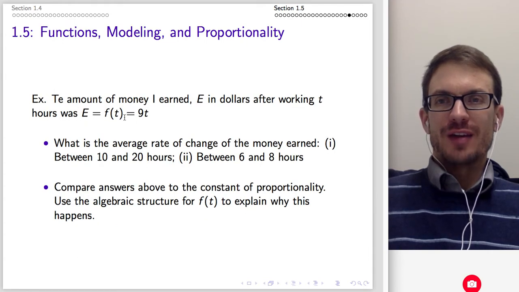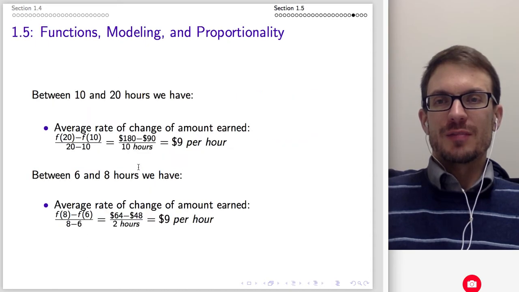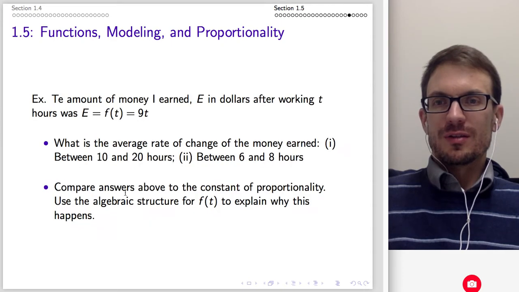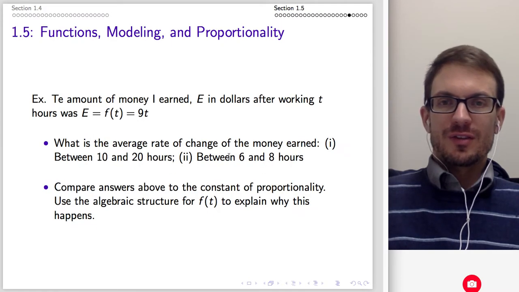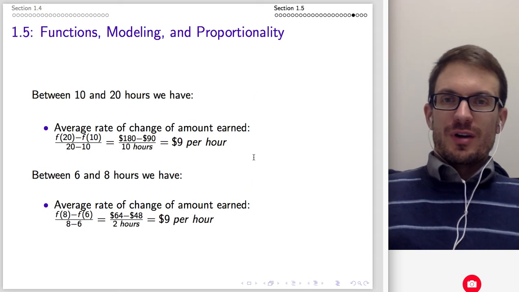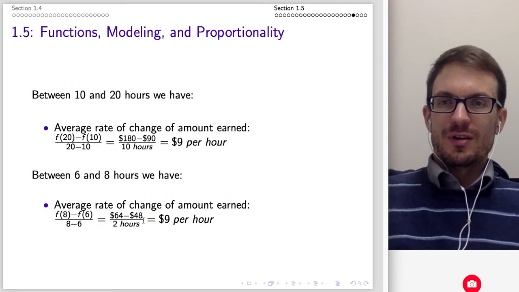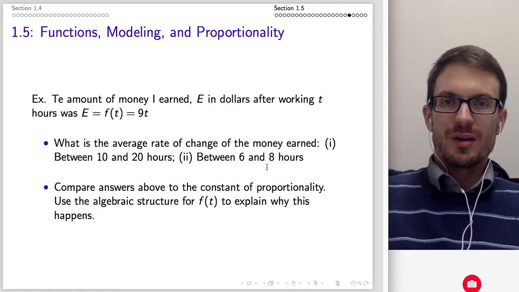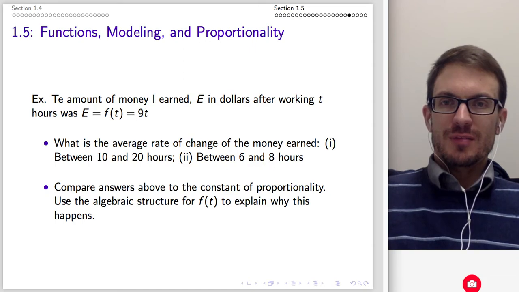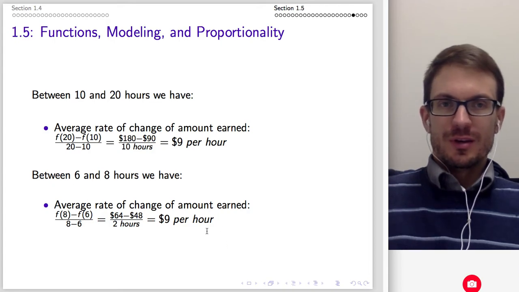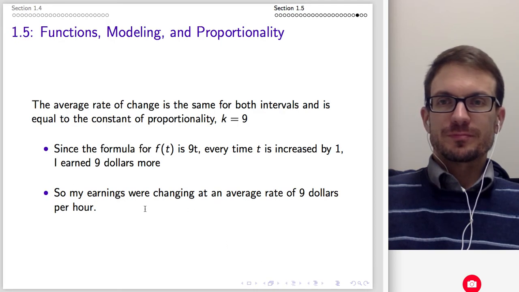Well, earnings is 9 times t, so 9 times 10 is 90, 9 times 20 is 180, 9 times 6 is, let's see, 9 times 6 is 54, and then what am I supposed to have here? Oops, not 48, right? So I want 9 times 8, I want 72 there. Well, anyway, so I'll fix that for Canvas.